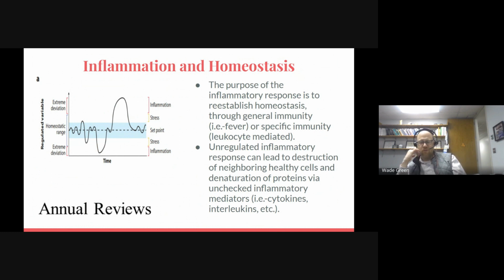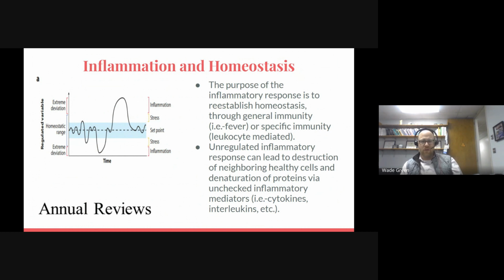We have general immunity, or specific immunity, also referred to as innate immunity. An example of that is fever, in the event of an invasion with a pathogen. So unregulated inflammation can lead to destruction of neighboring healthy cells, i.e., in the case of neuropathy, and also denaturation of proteins via the prolonged presence of inflammatory mediators, like cytokines and interleukins.